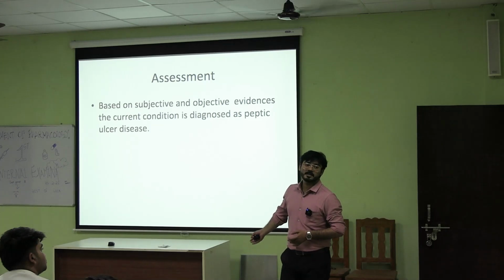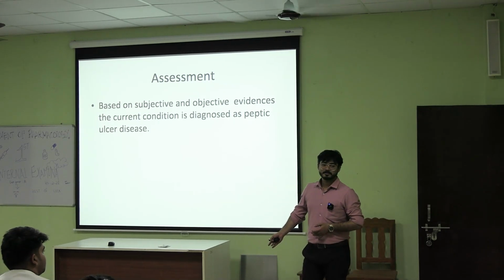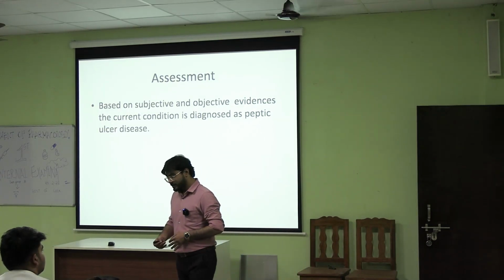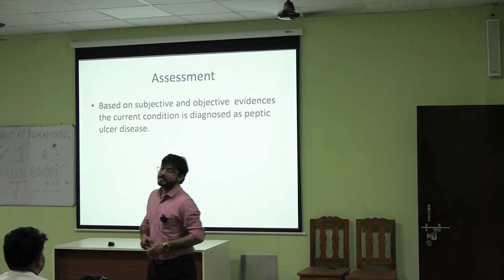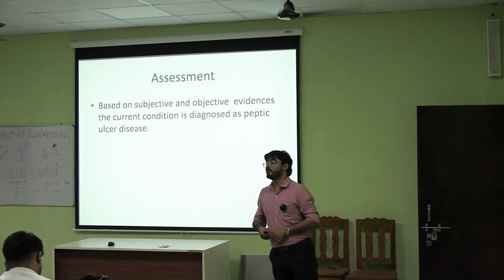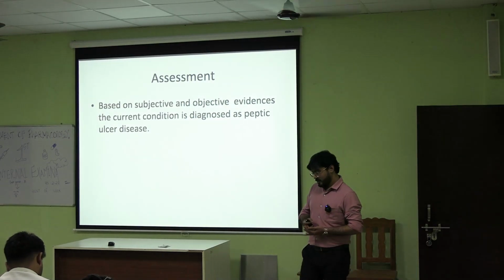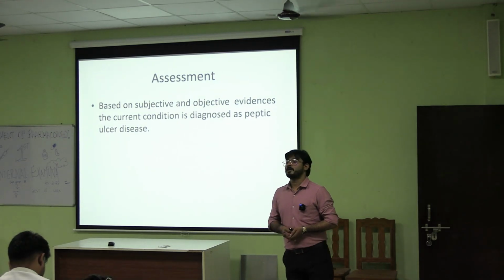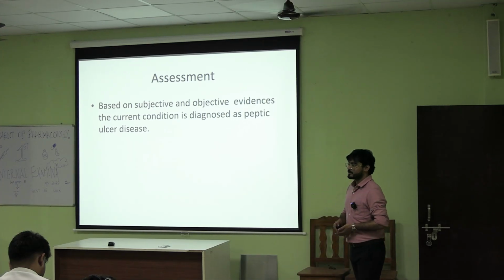And what does NSAID do? It inhibits prostaglandin, which in result causes decreased production of bicarbonates and mucus. So it causes the breakage in the epithelial lining. Am I clear?